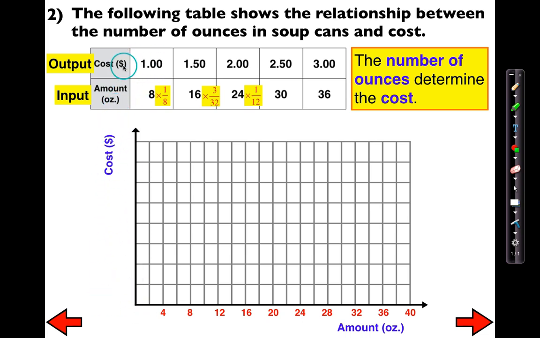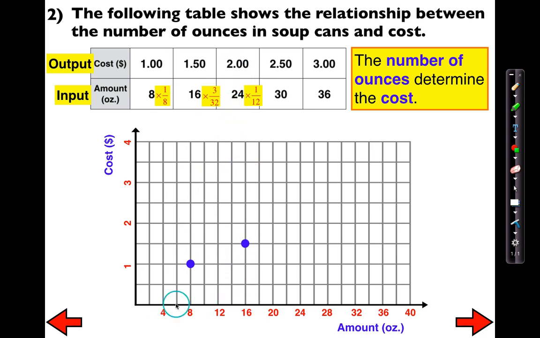And for the cost, since it ranges all the way to $3, I'm going to go ahead and mark every other with a whole number. So now that I have that, I can go ahead and graph. So here, for 8 ounces, it's going to be $1. So notice this is the ounces, so I'm going to go up to 8 ounces. It's going to cost $1. Here, for 16 ounces, it's going to cost $1.50.